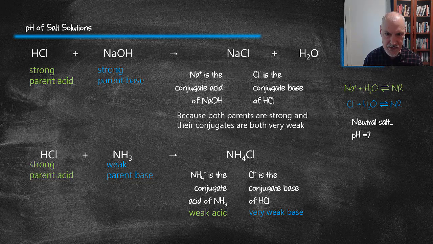Let's look now at the reactions of the ions with water. Ammonium, being a weak acid, is capable of reacting with water to produce an excess of hydronium ions. Cl-, on the other hand, doesn't react with water. As a result, I have a slightly acidic solution.